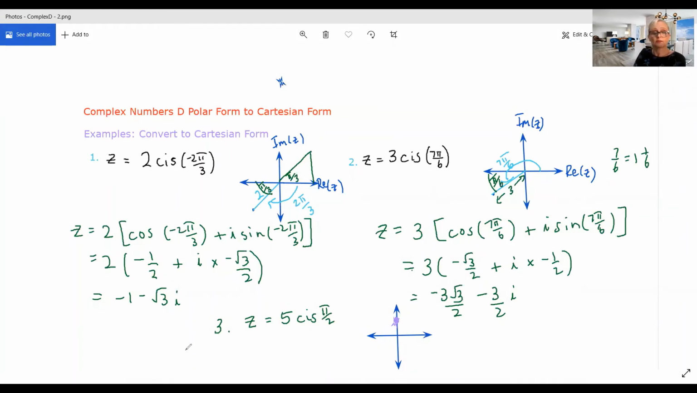So when we actually expand this out, we get 5 times cos of pi on 2 plus i sine pi on 2. Well, cos of pi on 2 is nothing, 0. Sine of pi on 2 is 1. So all we end up with there is just 5i, which makes sense because we're just on the imaginary axis.